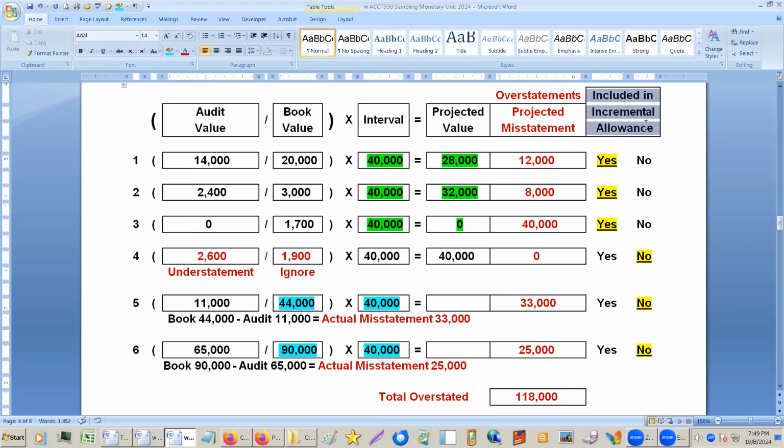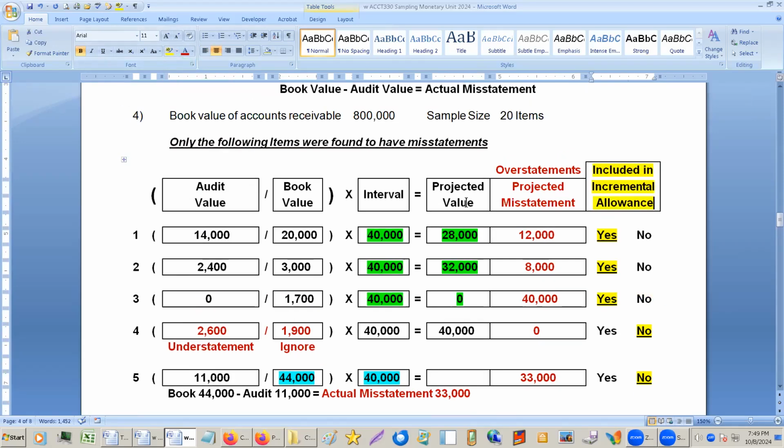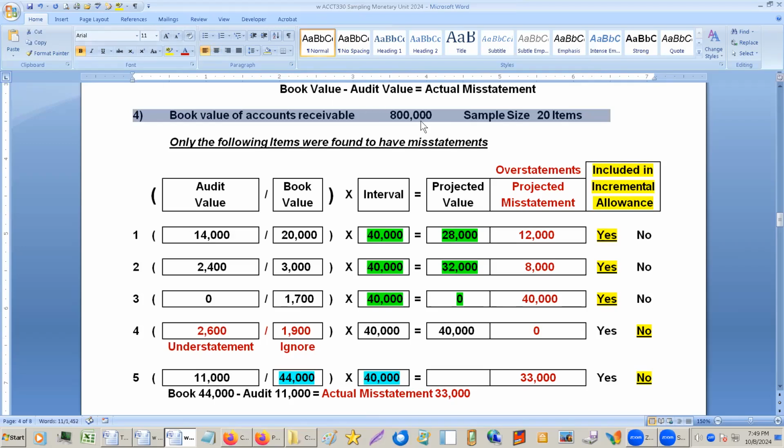Okay, we will. Oh, I know one more thing. Never mind. I was going to ask you what the sample size of the items is. It's already given to you. So sample size: 800,000 divided by 20 items. That's how we got the interval.